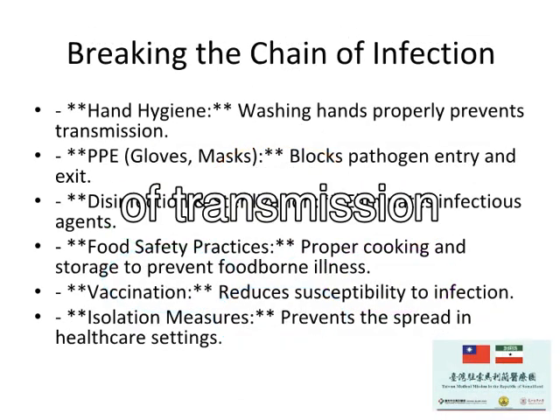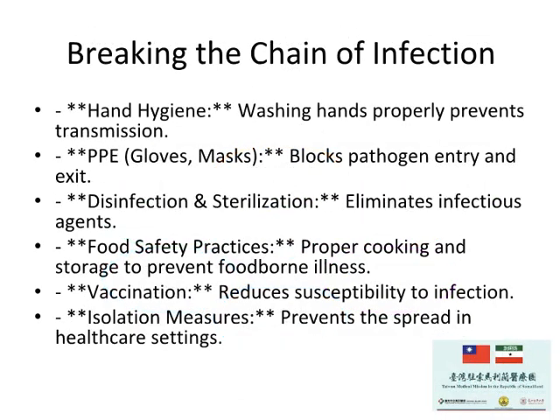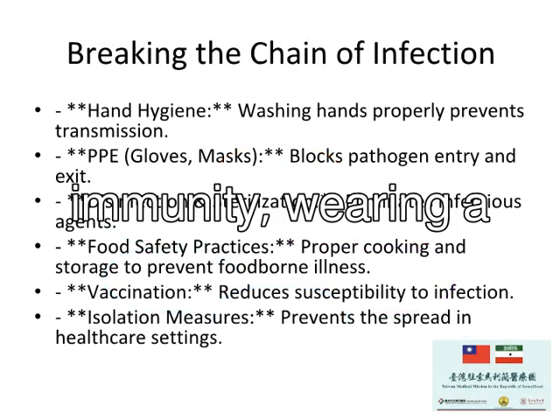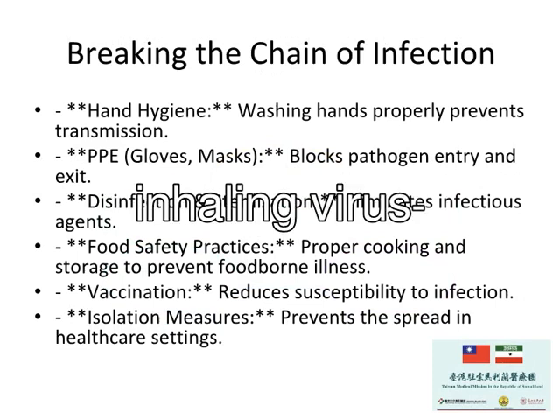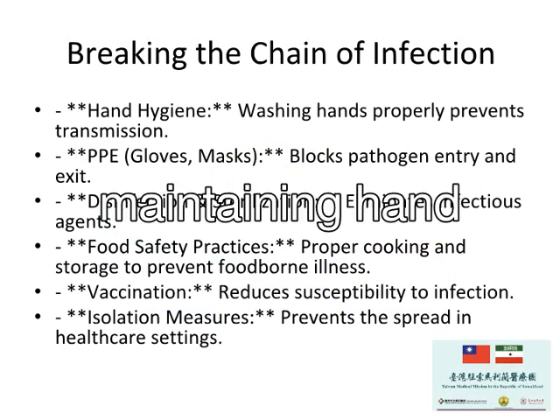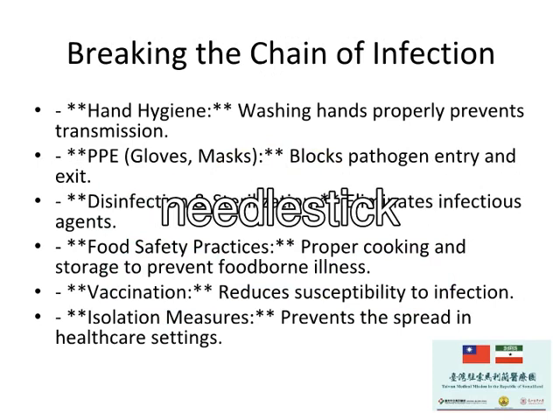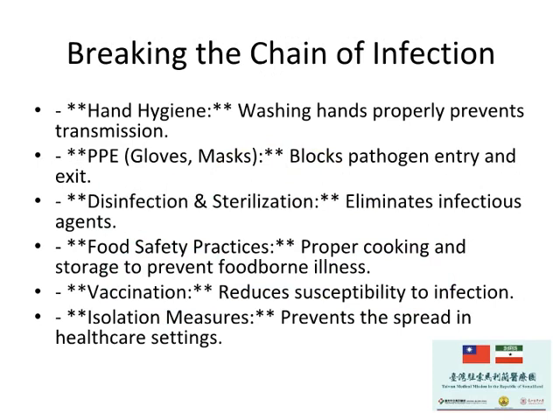Breaking the chain of transmission depends on the mode of transmission and the characteristics of the disease. For example, getting the COVID-19 vaccine to build immunity, wearing a mask to prevent inhaling virus-containing droplets, maintaining hand hygiene to block contact transmission, and avoiding needle stick injuries to prevent bloodborne infections.